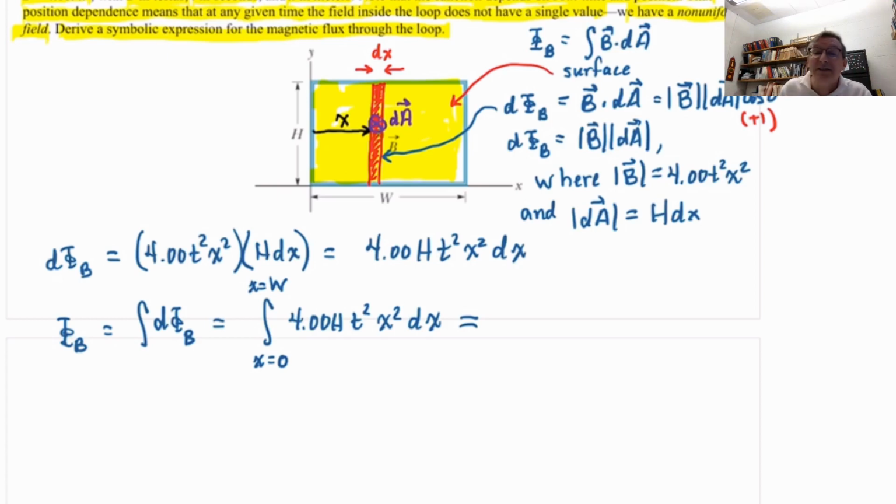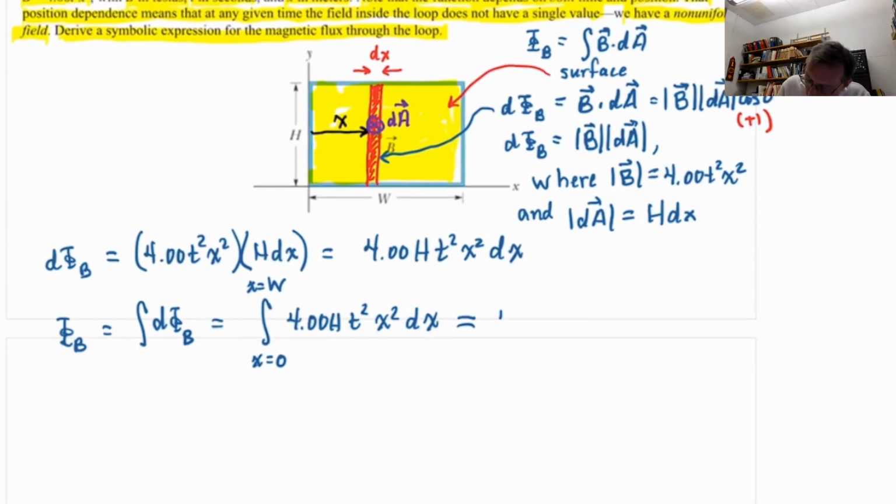So what are the constants as far as the x integral is concerned? Because the constants can come out front. 4, of course, h, and t squared, because I'm to imagine doing this x integral at 1 instant in time. So then I just have the integral from 0 to w of x squared dx. That's not a hard integral.